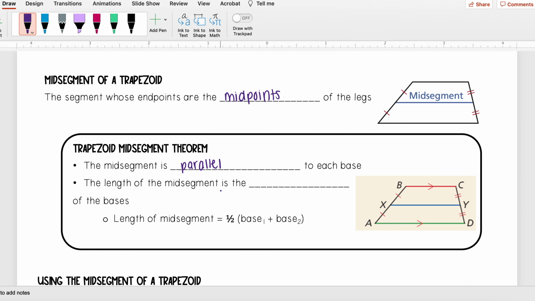and the length of the mid-segment is the average of the bases. In other words, the length of the mid-segment is half of the sum of base 1 plus base 2. If I was looking at this image, my mid-segment XY would be equal to 1/2 of my base 1, which is BC, plus base 2, which is AD. Another way you can think about this is it's BC plus AD divided by 2.